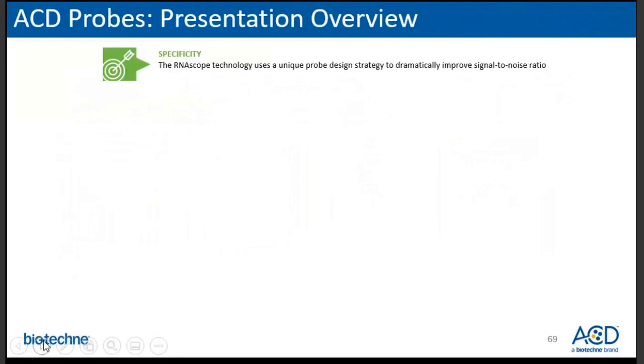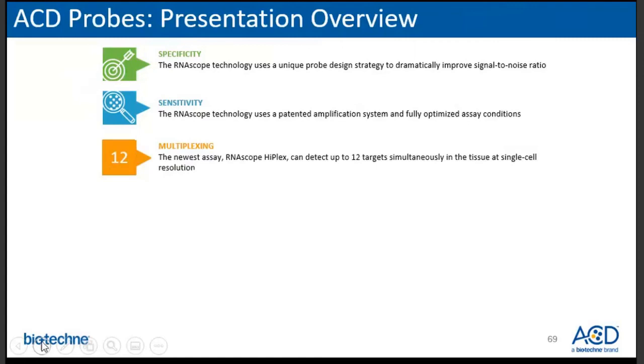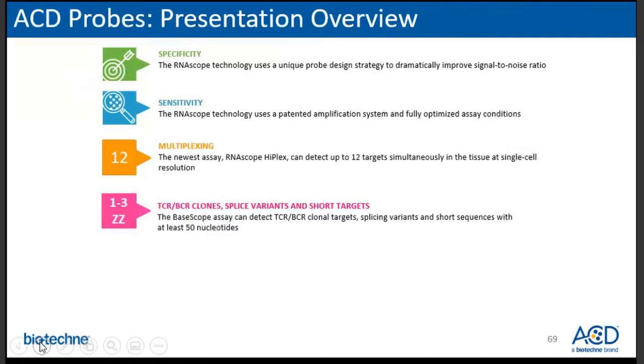And I think for the overview, we just want to emphasize that specificity is our main goal for our RNAscope and BaseScope probes. The technology uses a unique probe design strategy to dramatically improve signal-to-noise ratio and sensitivity. The RNAscope technology uses a patented amplification system and fully optimized assay conditions, which add to sensitivity. For multiplexing, the newest assay, RNAscope HighPlex, can target up to 12 targets simultaneously in the tissue at single cell resolution. TCR and BCR clones, splice variants, and short targets can be targeted by our BaseScope assay.